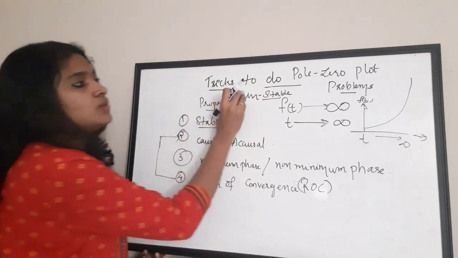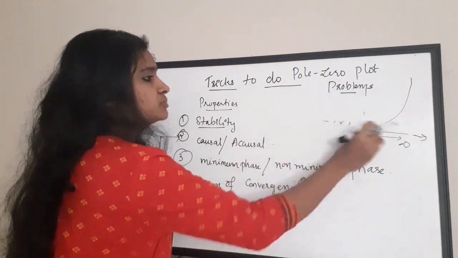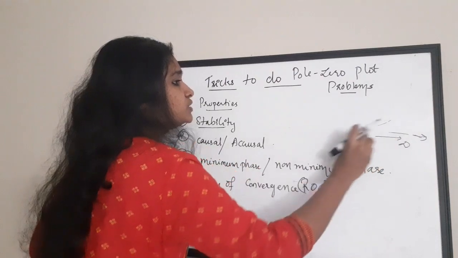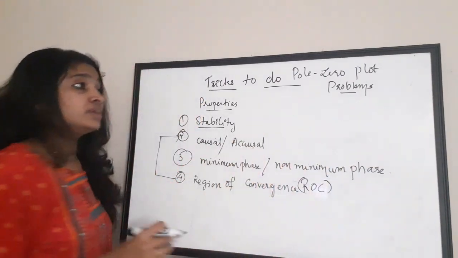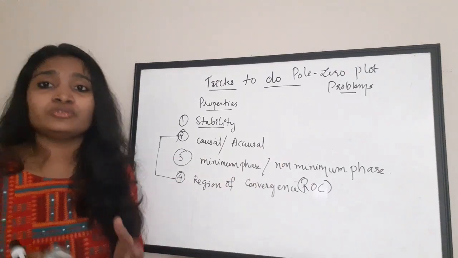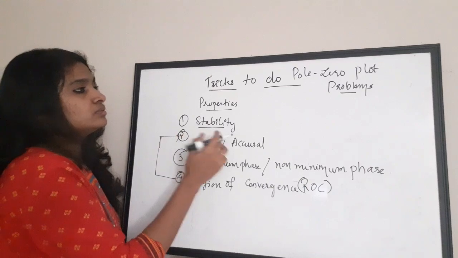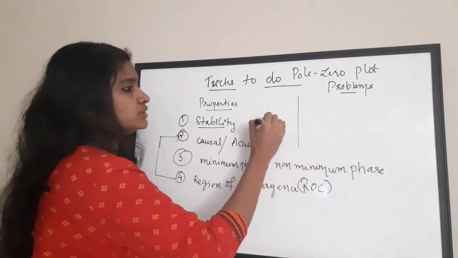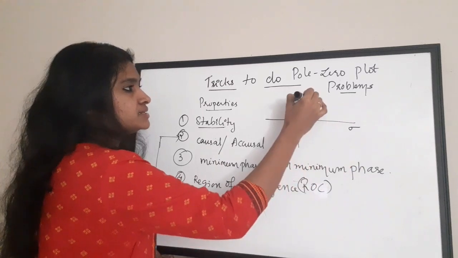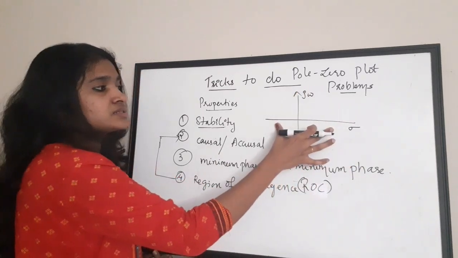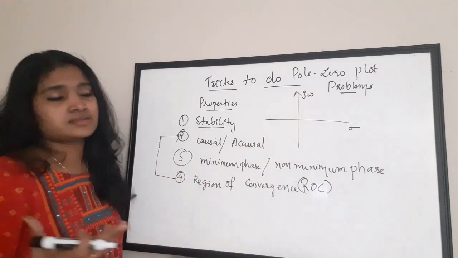Now, how can we identify the stability property from the pole zero plot? I'm not going into the details of the theory. I'm just telling you, if you are given a pole zero plot, how will you figure out whether the system is stable or not stable? Okay, so I'm just drawing a pole zero plot. In the S domain, there is sigma, there is j omega. Now this axis is called the real axis. This axis is called the imaginary axis.